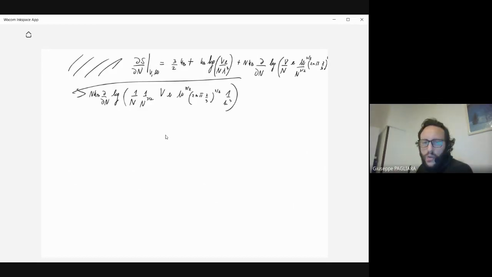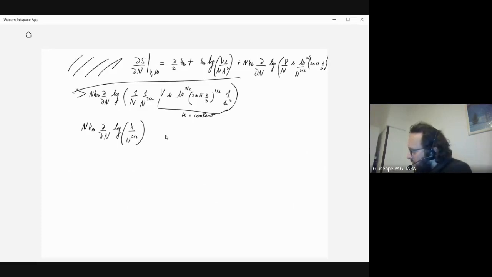Okay, so let me call this quantity now k, because this quantity is constant. Why is it constant? Because v, volume, is fixed and u is fixed for computing the chemical potential. All the other quantities are constants. So therefore I have an nkb derivative with respect to n of the logarithm of a certain constant divided by n to the power of 5 half.